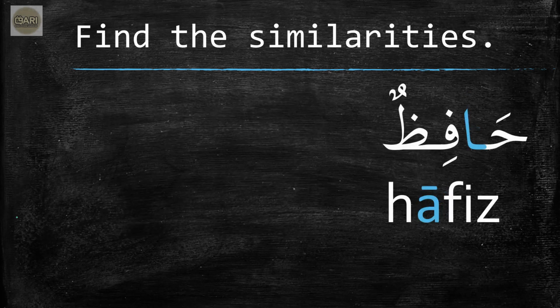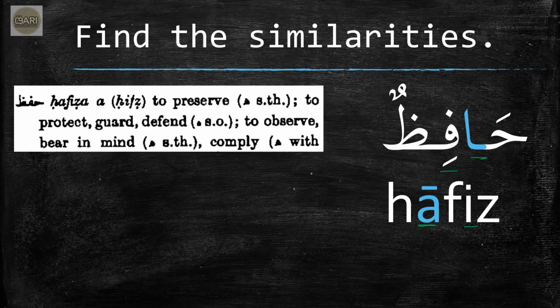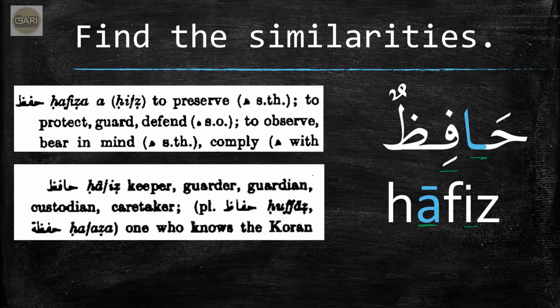Next one we have hafil. Hafid, you can see again the elongation on the A right there, and the kesra. Hafidha means to preserve, to protect, to guard, to defend. So if someone preserves, protects, guards and defends, they are a preserver, a protector, a guardian, a guard, a defender, or it could be preserving, guarding, protecting, defending, and so on.